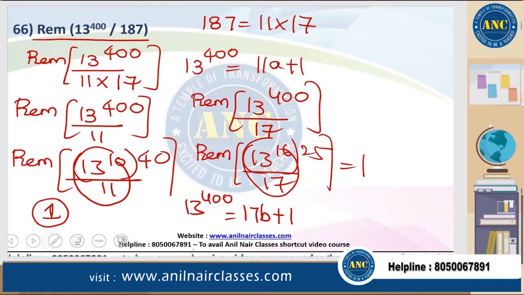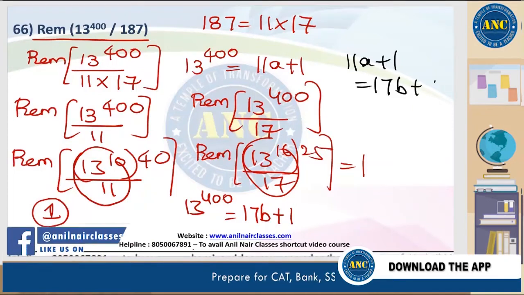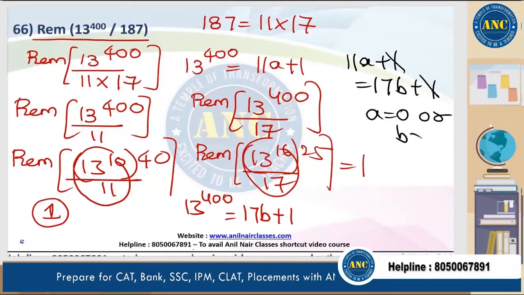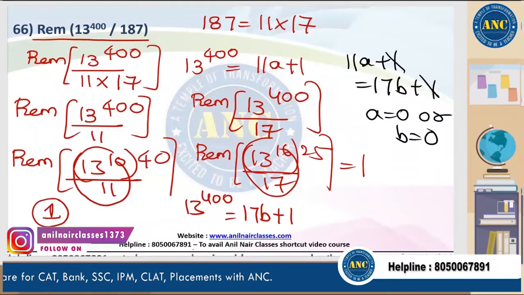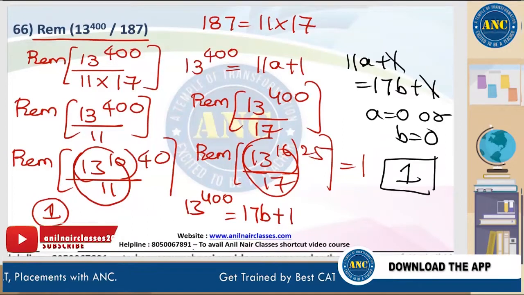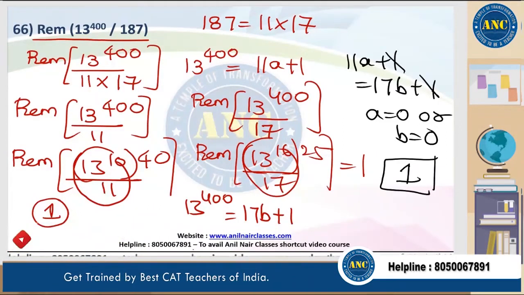So now easily you can calculate it. 11a plus 1 equivalent to 17b plus 1. Cancel, cancel. A is 0 or b is 0. Substitute any value: 11 into 0 plus 1 or 17 into 0 plus 1. The answer for this question is 1. Idea clear, right?